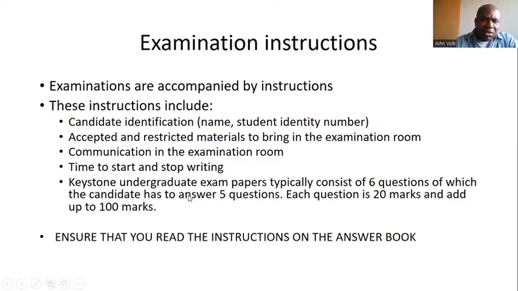Now, next is when you go to the examination room, there are instructions there.